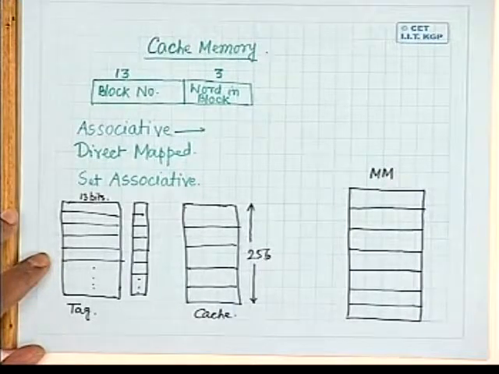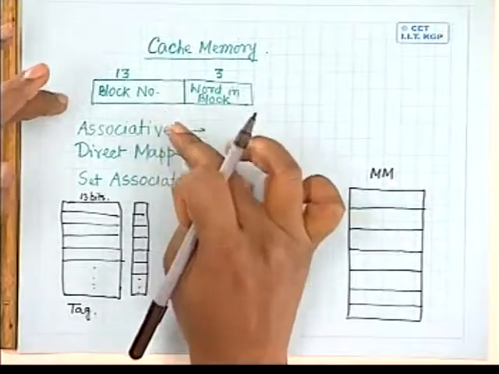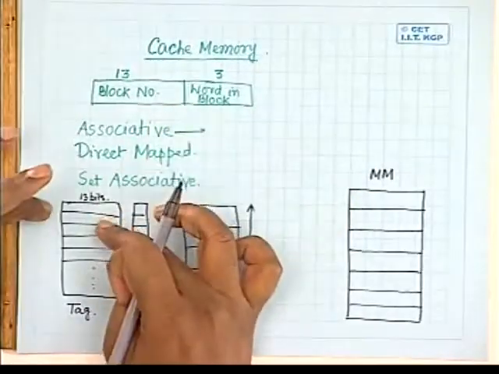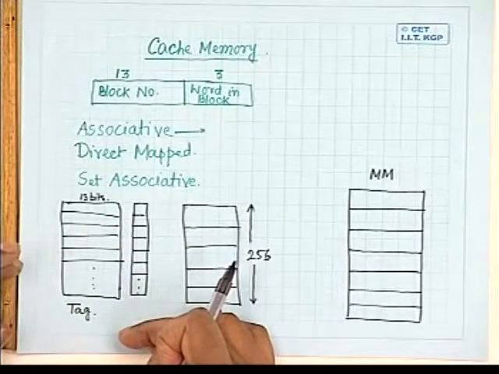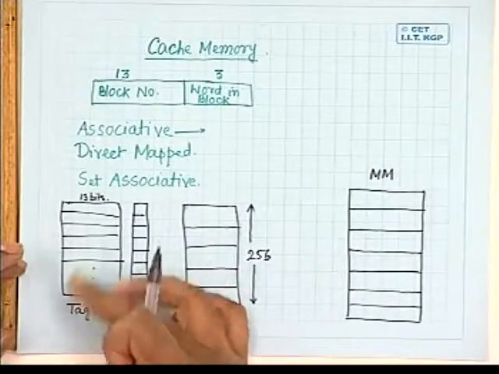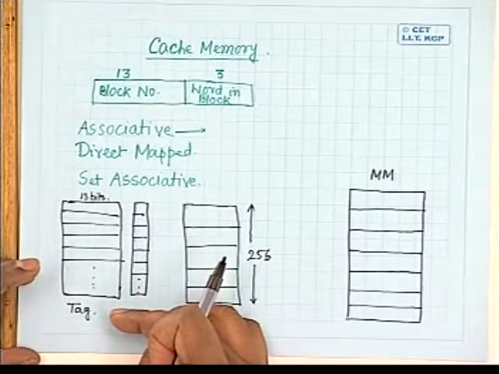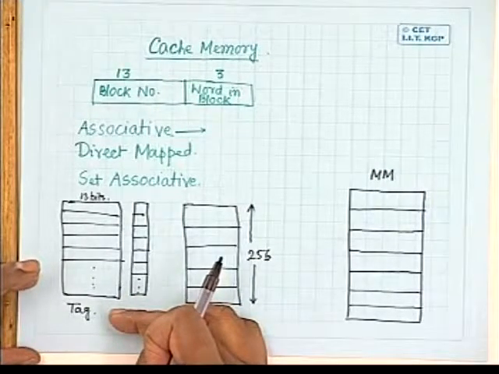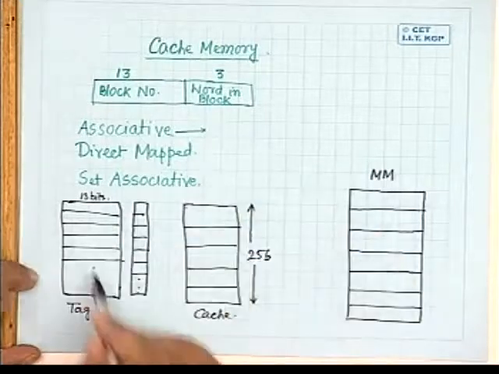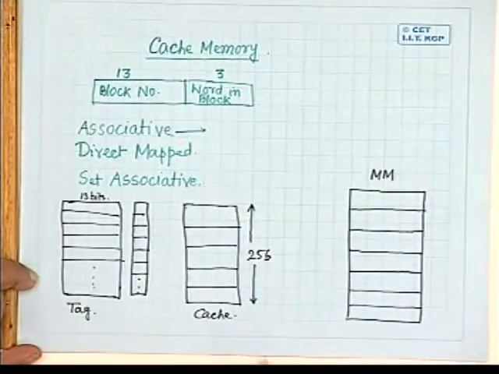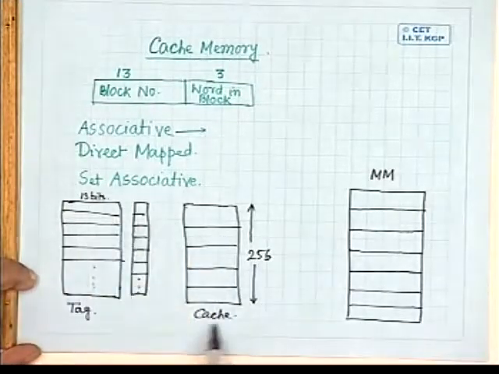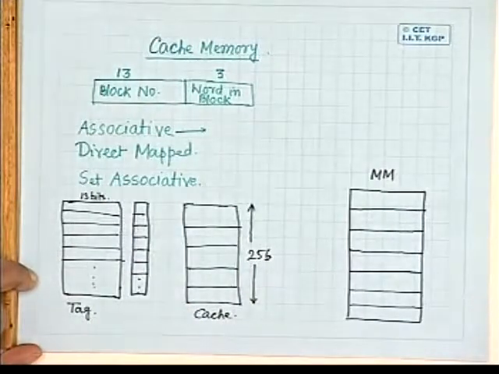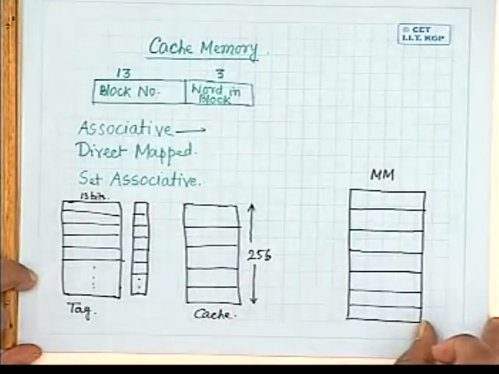Now if I want to compare the block number with every location in the tag memory, the search time will be tremendous if I go for a linear search. Then the entire aim of putting the cache memory is lost. So I have to go for some parallel search. That means this whole thing is implemented using hardware. So how do you perform the parallel search?